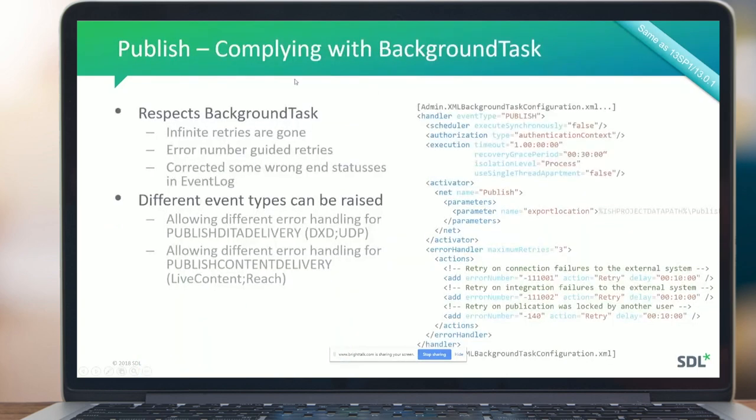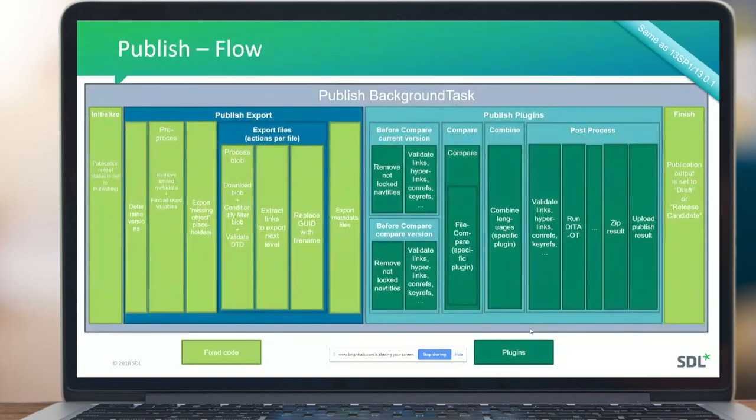And another thing is that in the past, the publish service, the old component, did not respect the background task regarding retry actions. Now it does respect that, so there are possibilities to decide how many retries and on which error numbers you should retry. That is now all respected and all part of the standard delivery.